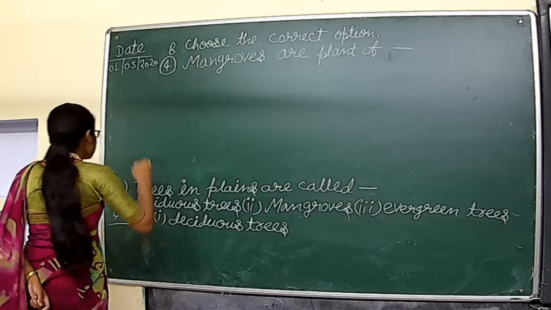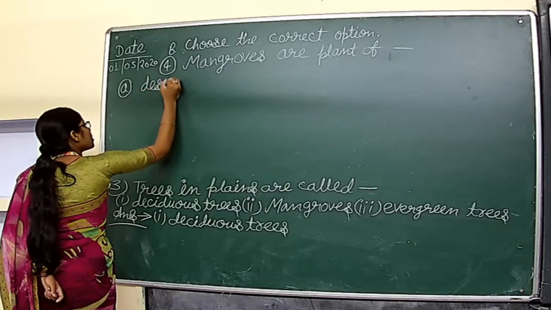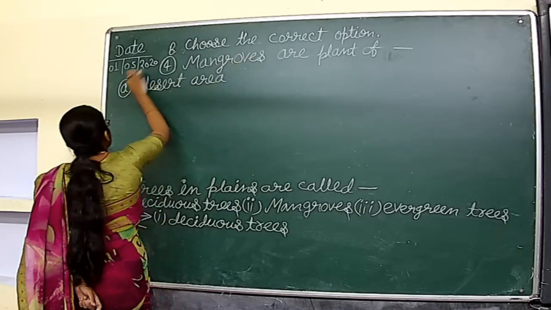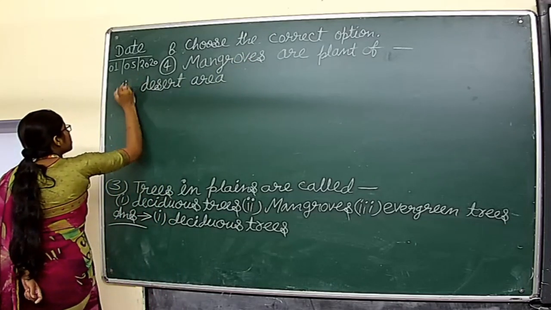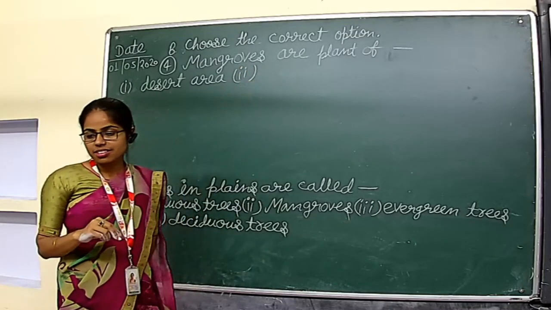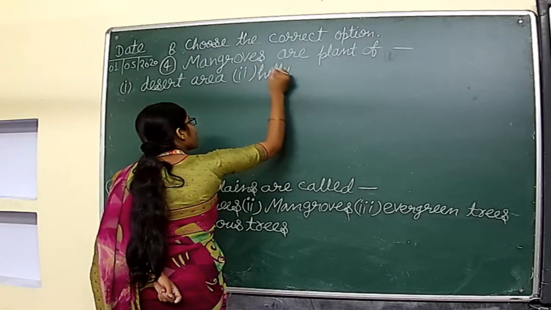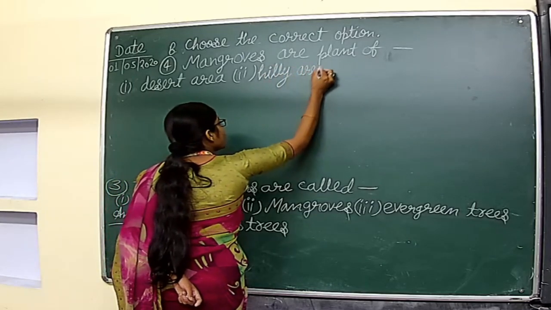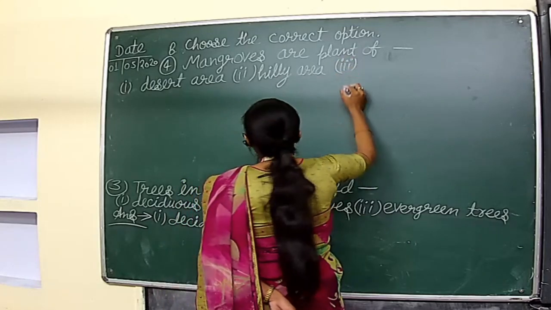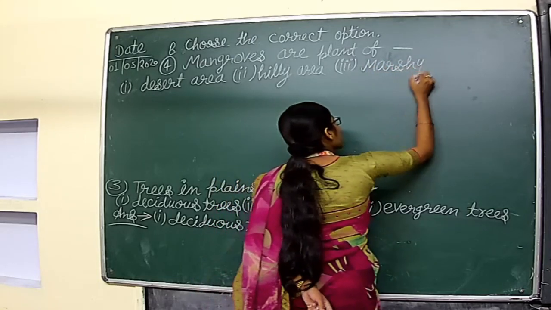The first option given is desert area. The second option which is given is hilly area. And the last option given is marshy area.